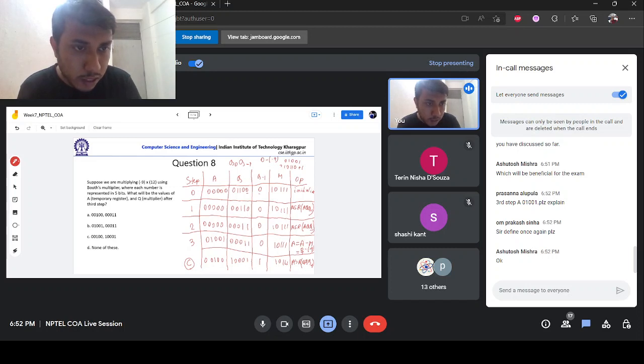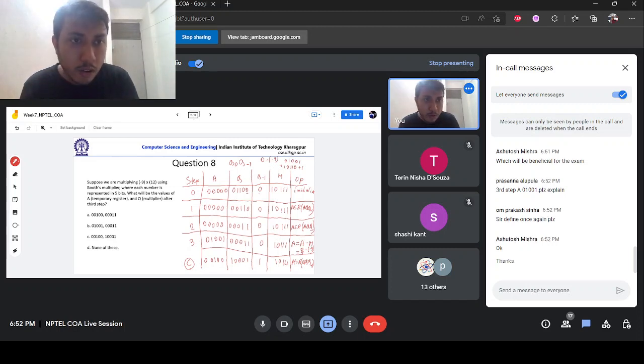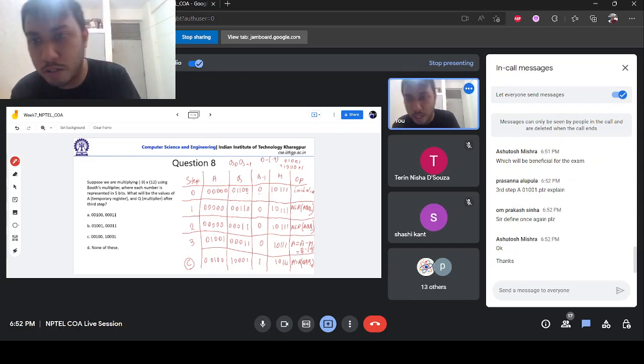Sir, define 1 second please. Okay, so I will discuss this problem once again. This one is quite some that will always be helpful. It is given we have two numbers -9 and 12, and we will be using the Booth's multiplier where each number is represented in 5 bits. So what will be the value of A and Q after the third step?